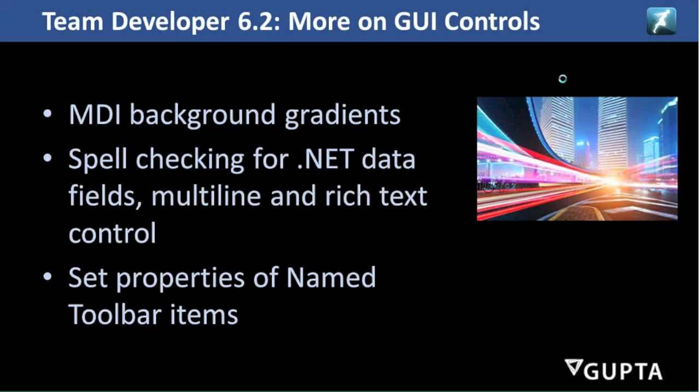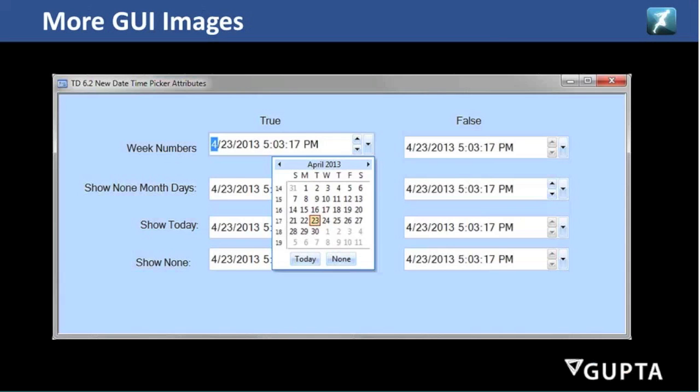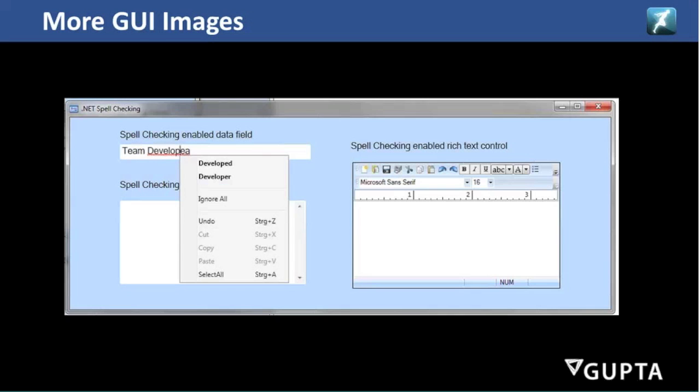You can set the properties of named toolbar items. And here is the new date time picker attributes. For example, you can see here the week numbers, and all those properties can be set now here. So this is spell checking with Team Developer 6.2 .NET applications. You enter something that is written wrong, then you can right mouse click and you will see the suggested edits.